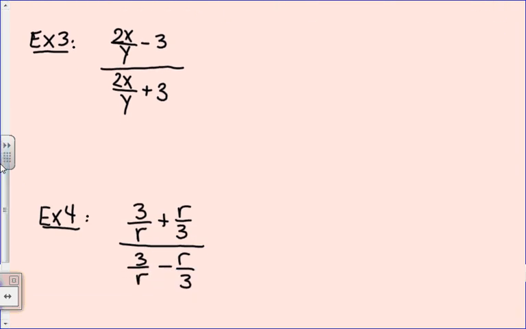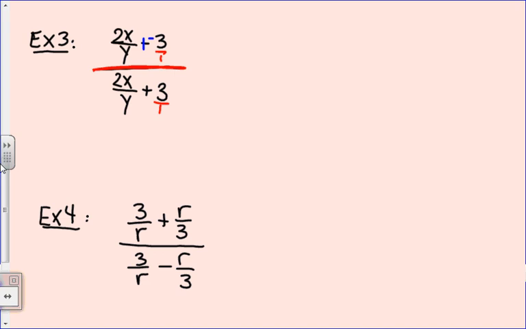Alright, number 3. You see the big denominator? They look pretty similar. They're not the same. I can't cross them off, nor can I cross off 2x over y and 3 like that. They're quantities. So how many of you are going to go in and write over 1 and over 1 like this? I'm going to make this plus -3.